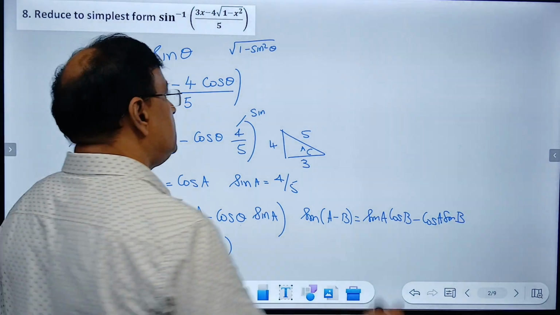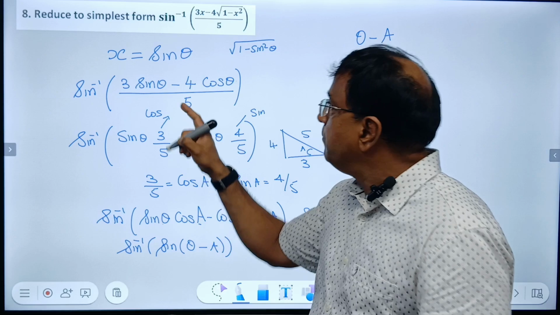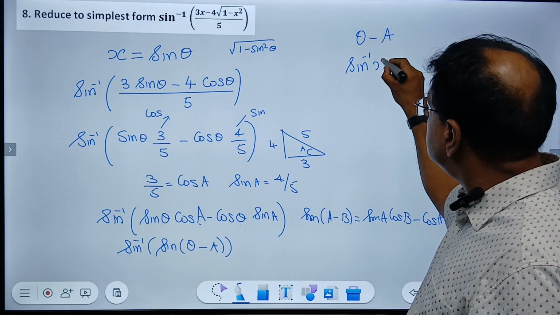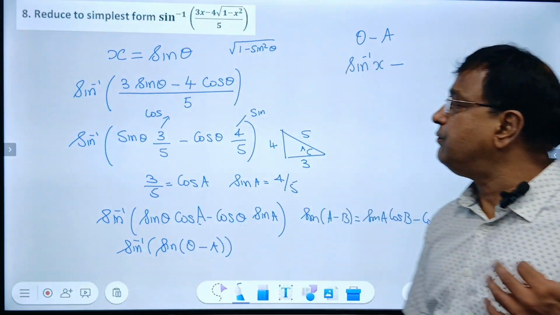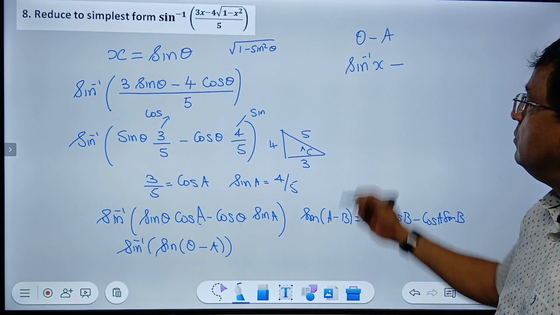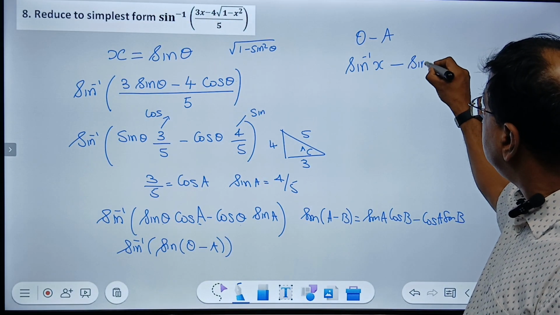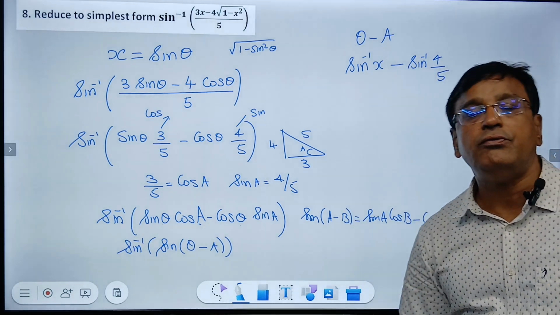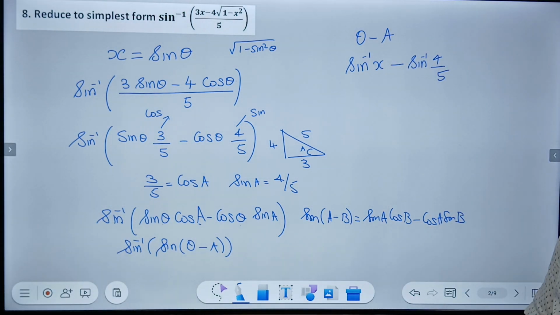So what is sine inverse of sine of (theta minus A)? It is theta minus A. Now what is theta? I have put x as sine theta, so theta will be sine inverse of x. And A, you can write in terms of sine or in terms of cos, or in terms of tan. Since sine and cos both are positive, it should be in the first quadrant, so it doesn't matter what I write it in terms of. So this will be sine inverse of 4 by 5. Since it is sine inverse, I prefer to write this also in terms of sine inverse. So this gets reduced to this. I hope this is clear.